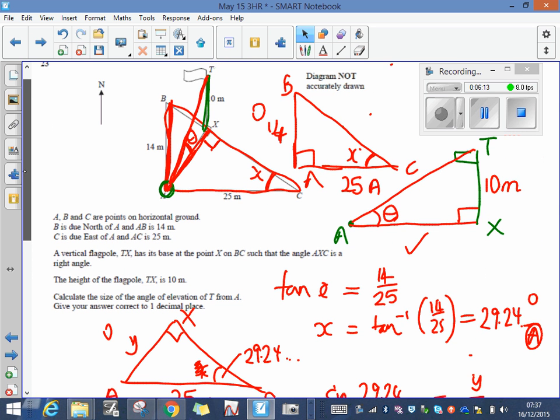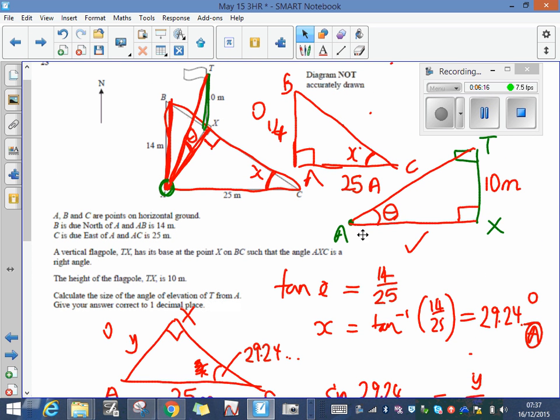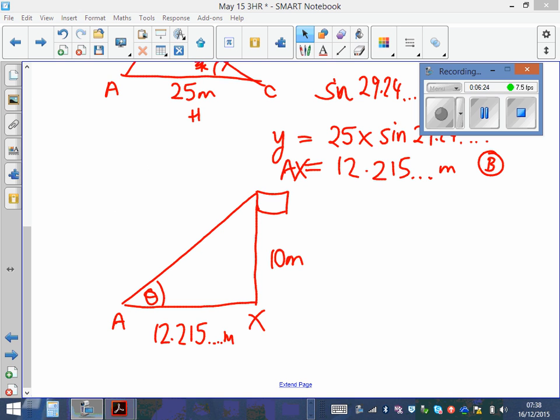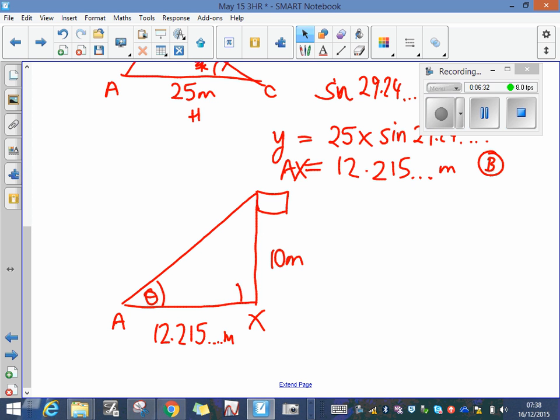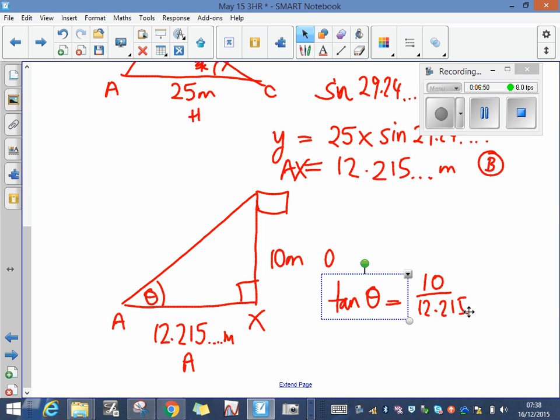Okay, so going back to our original problem now, here we now know that this side AX is 12.215 meters. Okay, I've just drawn this triangle again. So the theta then is the angle that we're trying to find. In this right angle triangle, there's the right angle because it's the angle between the horizontal and the vertical. This is the opposite here because it's opposite angle theta. This is the adjacent, so this time I'm going to use tan, and I know this time that tan theta is the opposite, which is 10, divided by the adjacent, which is the 12.215 that I've saved in my memory.